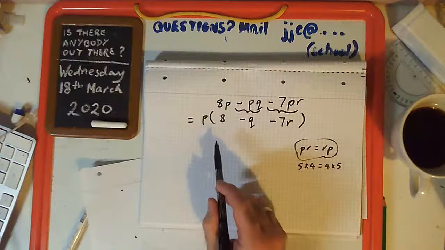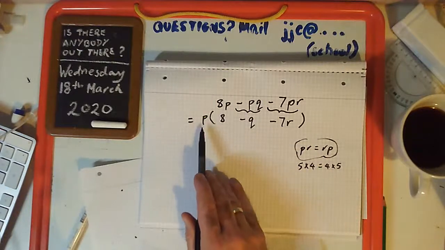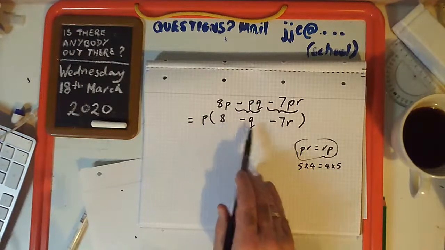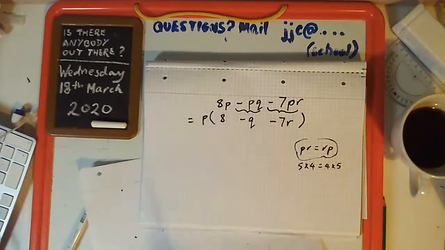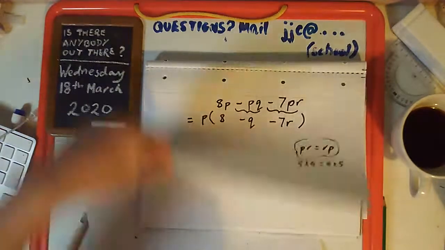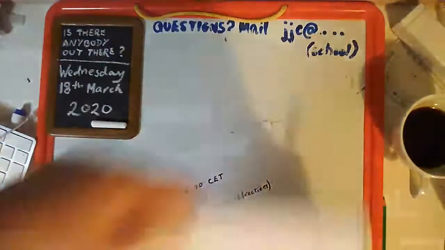Okay, so your answer, mystery student E, should be P brackets 8 minus Q minus 7R close brackets. I hope that helped, and I welcome any more live queries like that. Back to fractions.